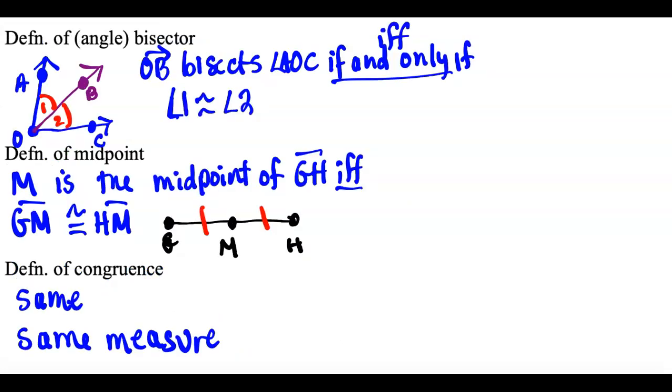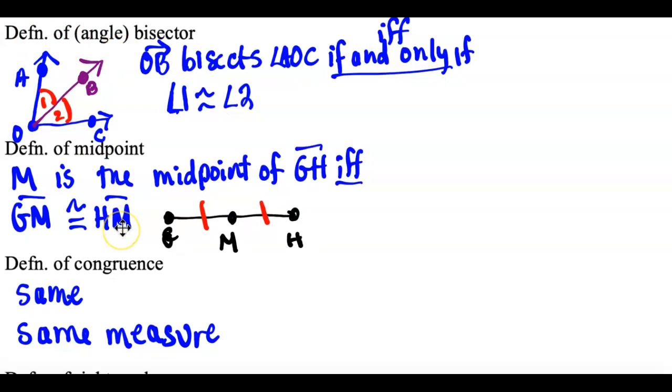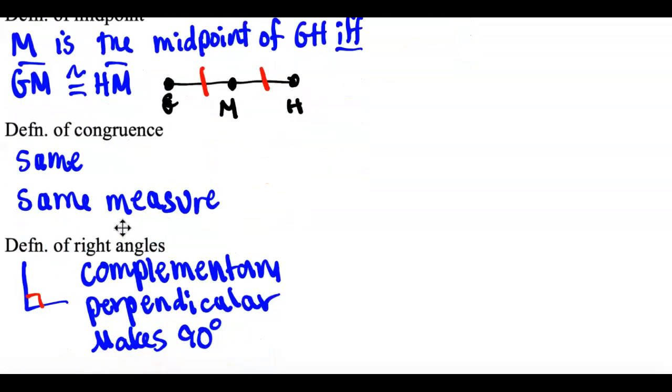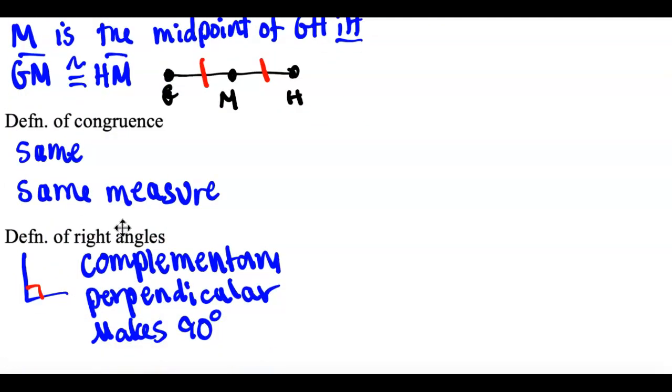The last few that I wanted you to fill out are angle bisector, midpoint, and congruence, along with the definition of right angles. So go ahead, press pause, write these ones down. And the right angles is the symbol you see in the corner is red. They're also complementary, perpendicular, or makes 90 degrees.